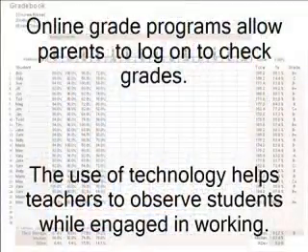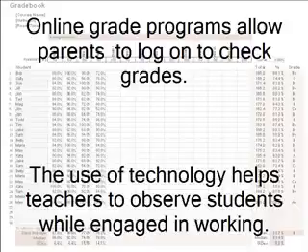Another great program is an online grading program that allows parents to log on to check their child's grade. One challenge I have noticed is the access to computers or technology during non-school hours. One way to help this is to always promote public libraries and their use of computers.